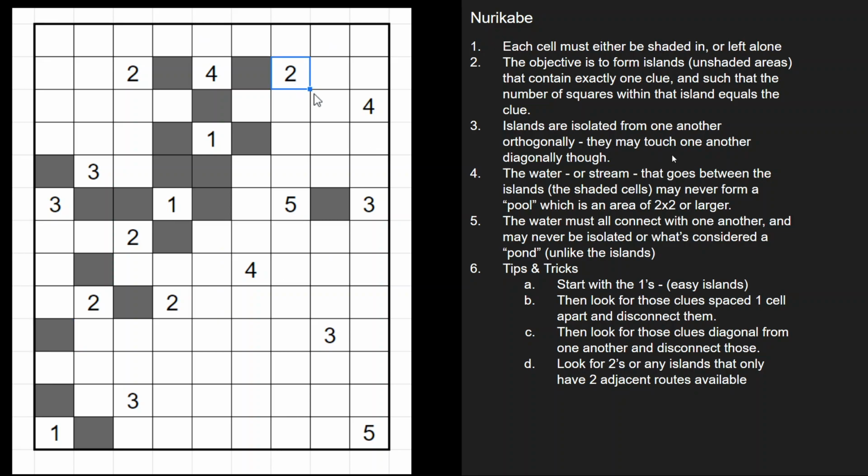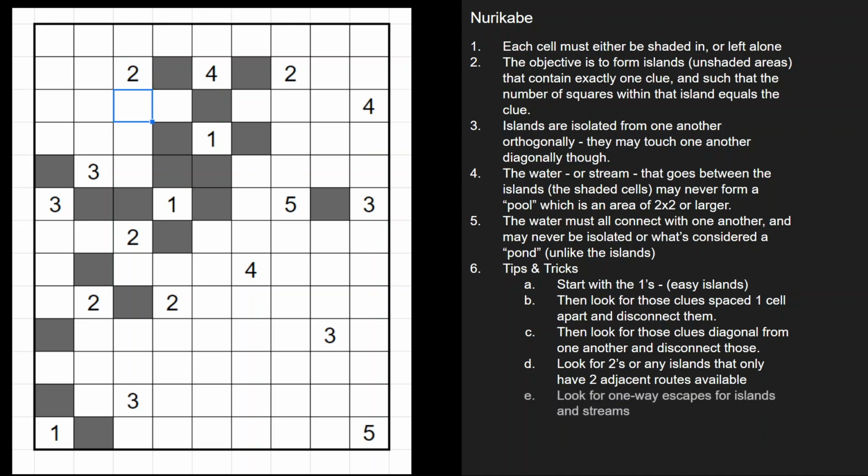Now this 2, we can't use that trick because there's 3 possible routes it can go to. It can go north, it can go east, or it goes south. So same with this 2. So we can't use that trick yet for those.